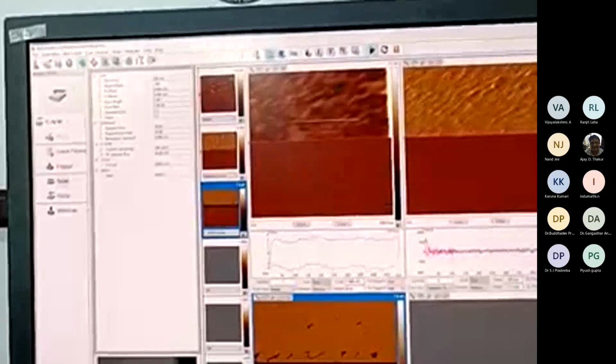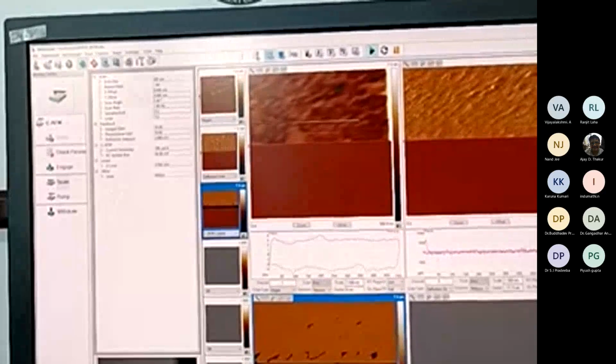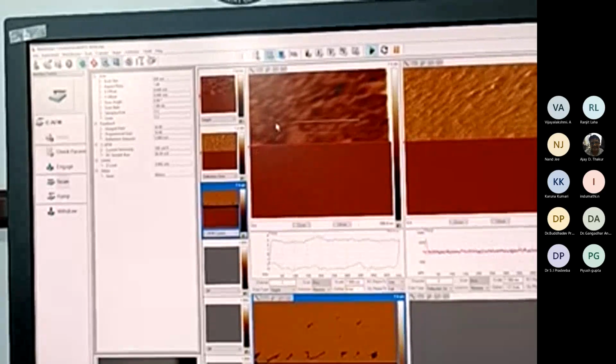Now we want to open our system a little bit and show the system. We will change the module, put in tapping mode, and show the scanning. Okay. This resolution, completed.